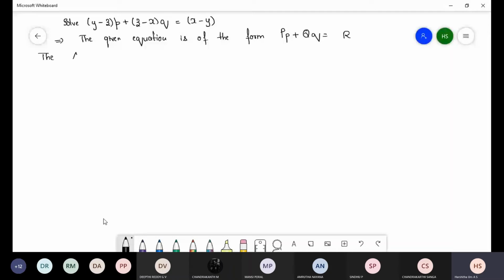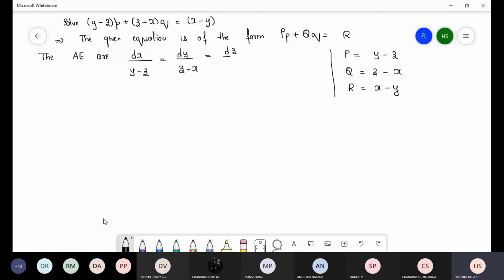Capital P is equal to Y minus Z, capital Q is equal to Z minus X, R is equal to X minus Y. So here dx divided by y minus z, that is equal to dy divided by z minus x, that is equal to dz divided by x minus y. Call this one as equation 1.